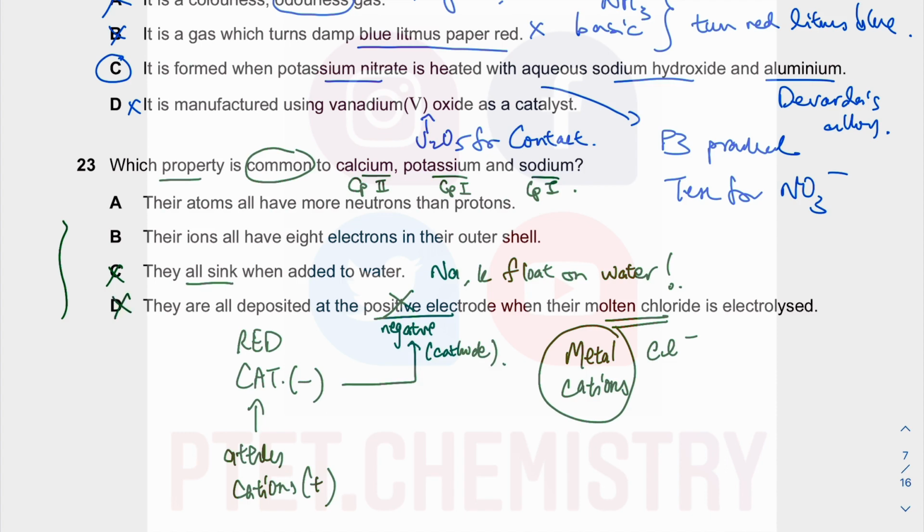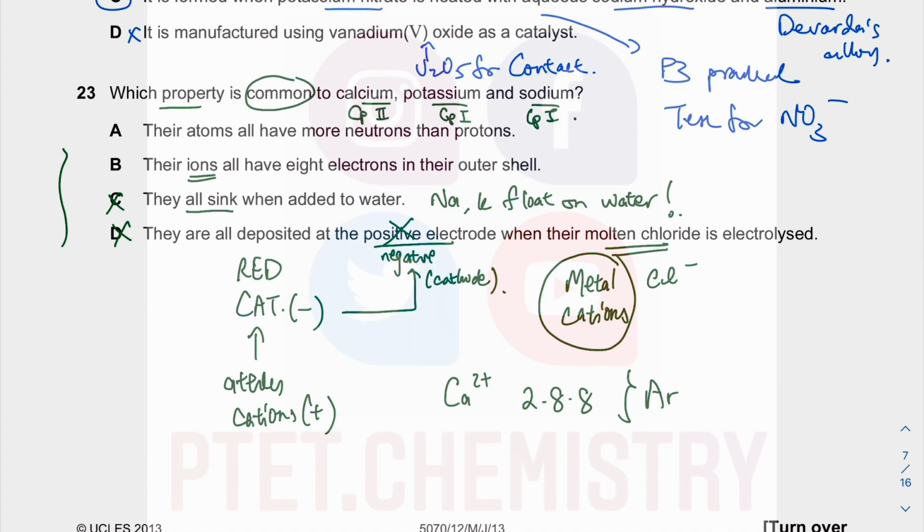So now I'm left with A and B. Well, let's think about it. The ions, calcium 2 plus, will have the configuration of 2, 8, 8. It has the argon configuration. How about potassium? Potassium will have 2, 8, 8. Oh, same deal, argon. And sodium plus will have 2 and 8.